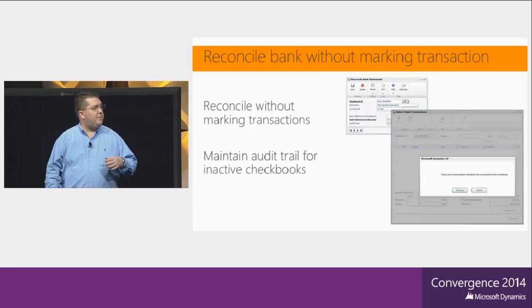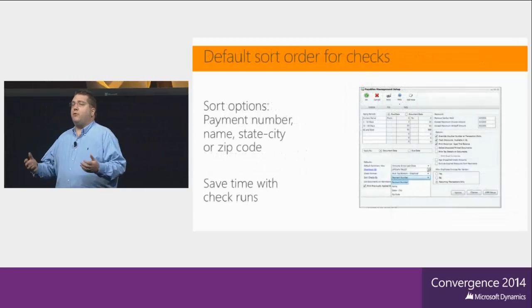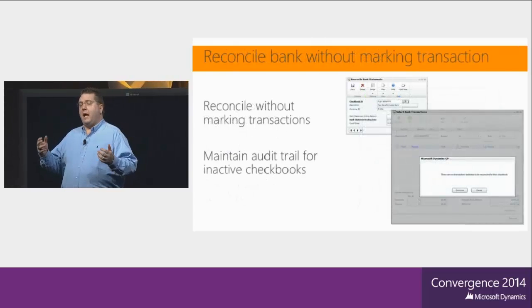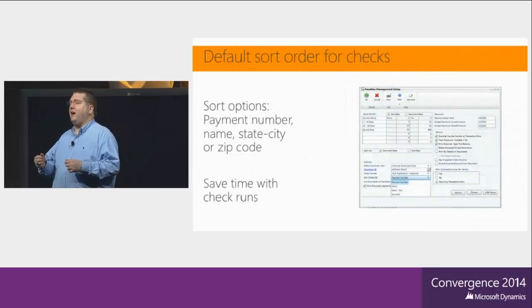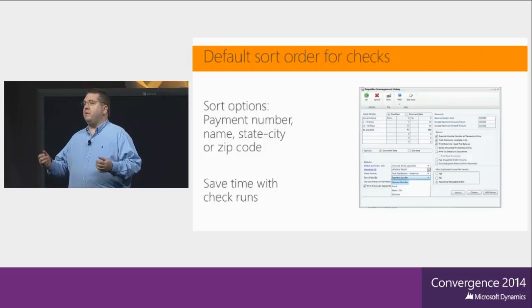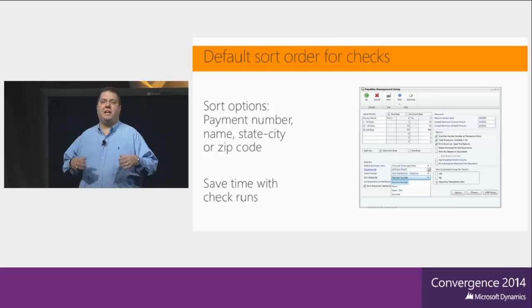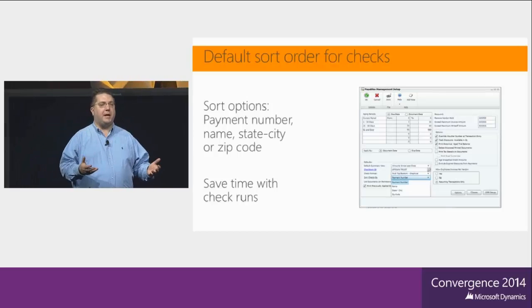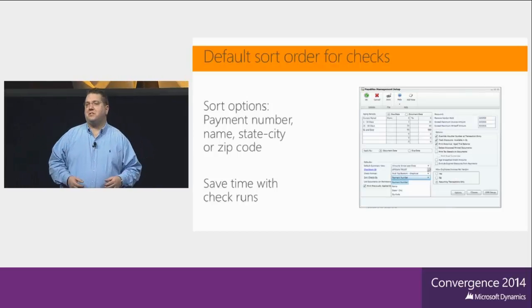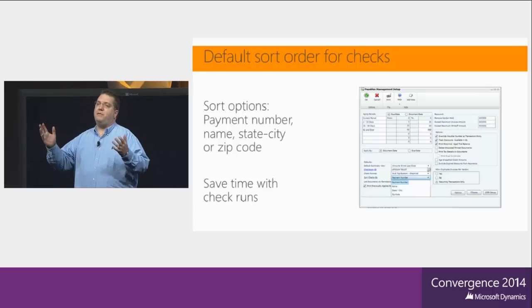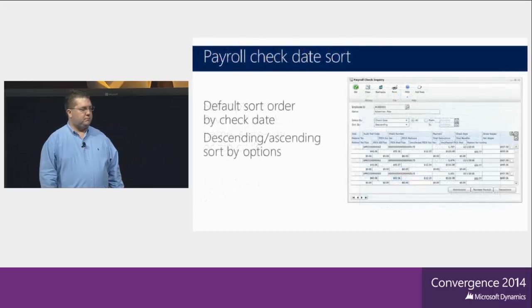But I also want to talk about AP for just a second. So for a long time, we could sort checks when they came out of accounts payable. If you wanted them by zip code, you could do that. But you had to do it at the check batch level. So you had to change it every time you were creating a check batch. Now this is a default setting. You can actually set the default once and forget about it from there. That's a great feature, Mark.